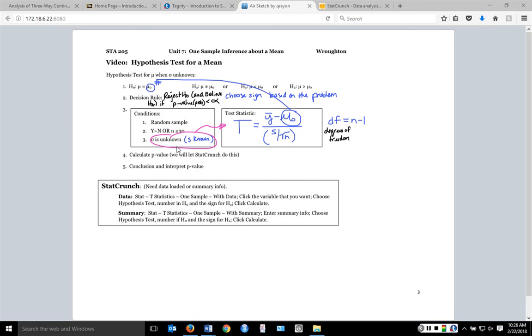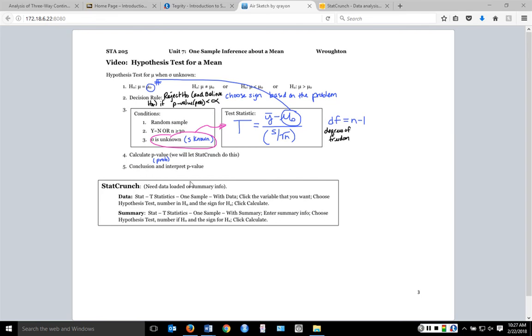In step 4, we're going to calculate our p-value, or again, our probability. At this point, we're going to let StatCrunch do the work for us. We've already understood how to calculate a p-value using a z-distribution, so we'll talk about why it looks a little bit different through our first example. Once we have our p-value, we can go back up to step 2, compare it to our significance level, our alpha, and see if we're going to reject or fail to reject our null hypothesis. Then once we know that, we can do our interpretations.